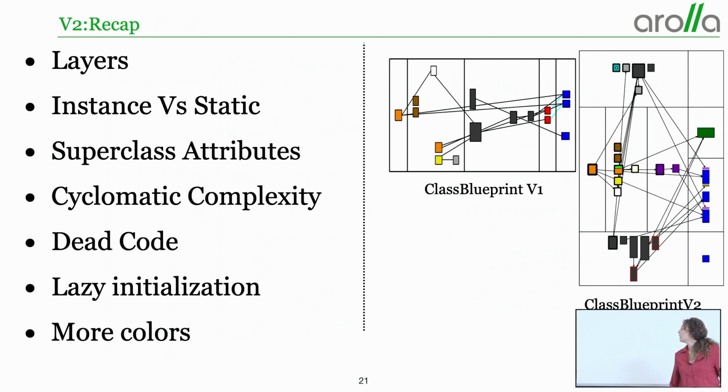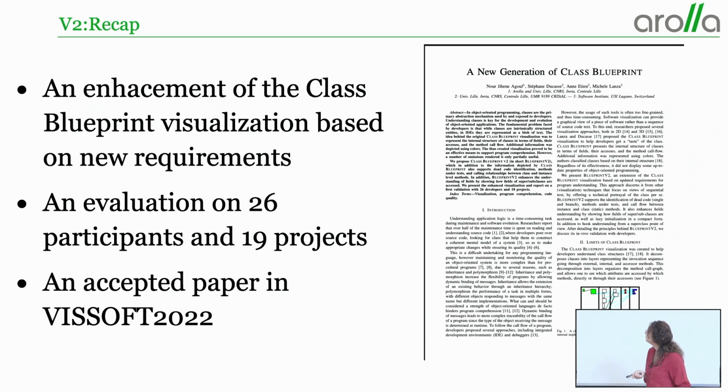So this is a little recap, because this is the initial visualization. As you can see, it had 5 layers, and now we extended the layers. We also extended the colors. Now we show static versus instance side. We show superclass attributes. We show the cyclomatic complexity, dead code, lazy initializers, etc. Yeah, I'm done.